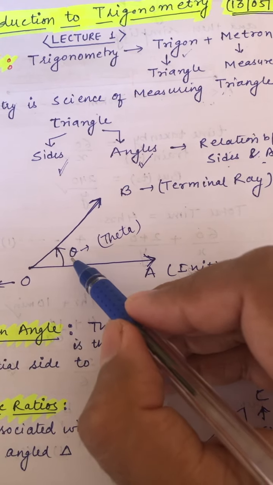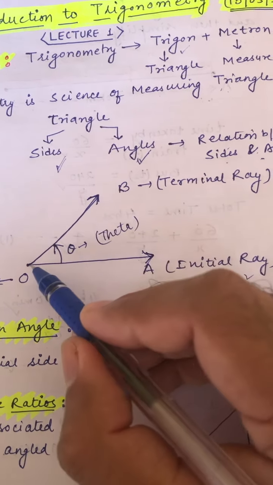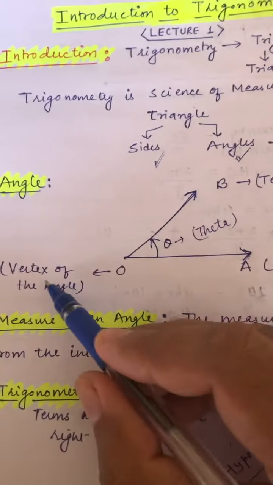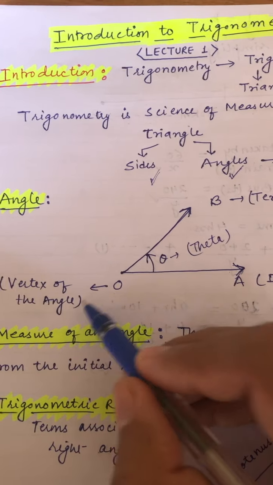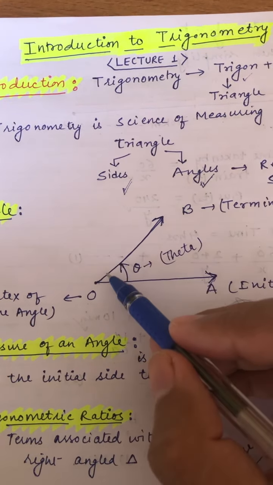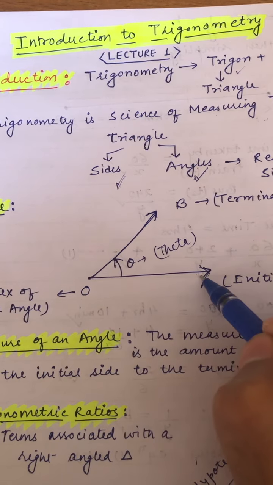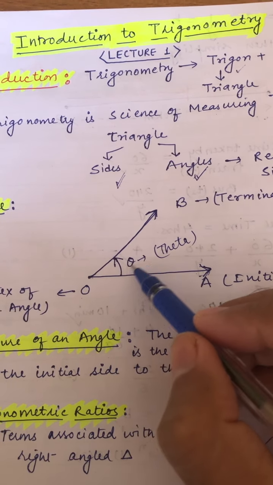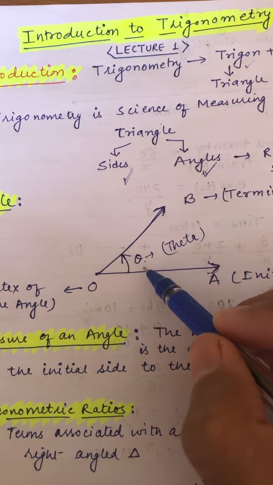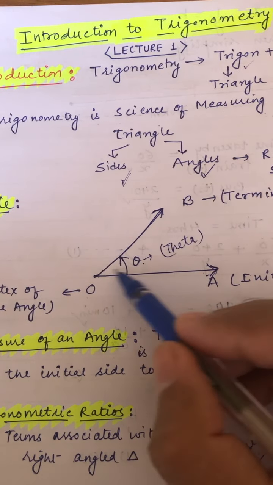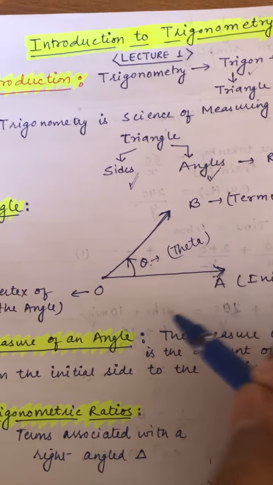Suppose the angle formed is say theta, or you can say angle BOA, where O is called the vertex of an angle. O is the vertex and OB is the terminal side, OA is the initial side. So this angle we call theta. So this is the angle between initial and terminal side.